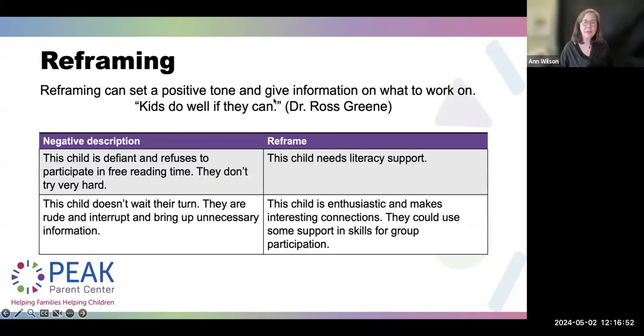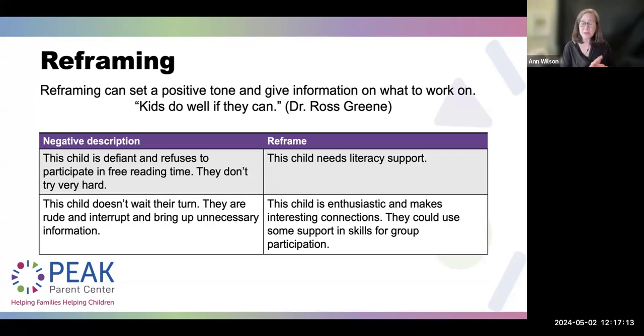Reframing is a skill that we can use in a lot of ways. We talk about using this in IEP meetings. Reframing can set a more positive tone, or it could even set a neutral tone, but it really gives you information about what to work on. And we can reframe things that we say, and we can also reframe things that we hear from others.